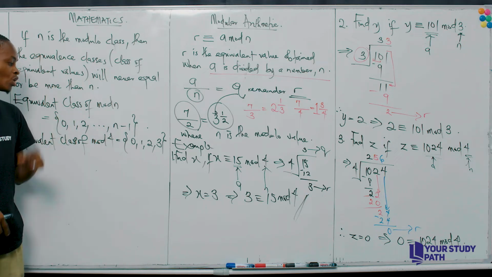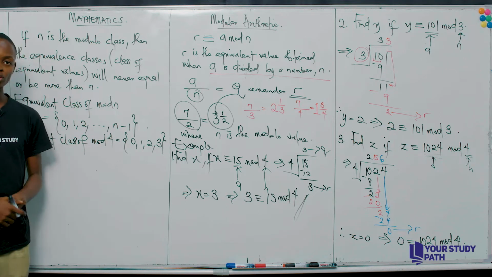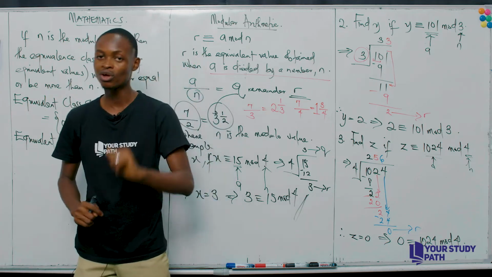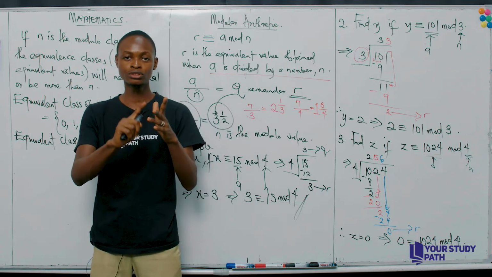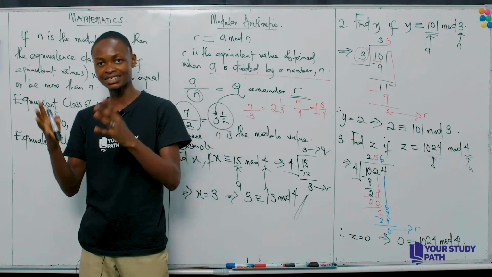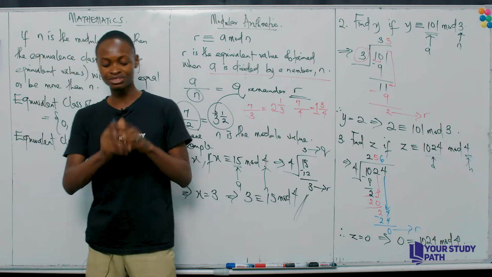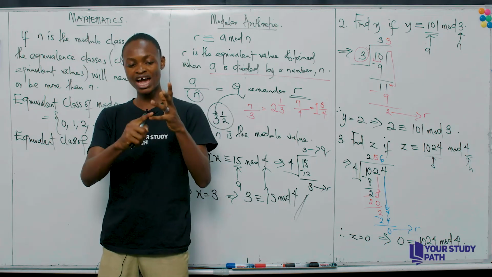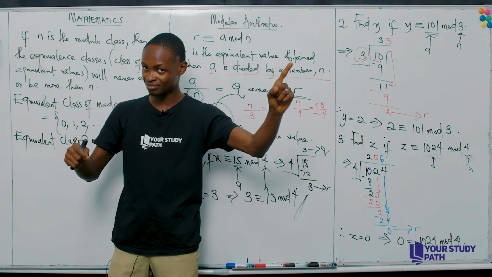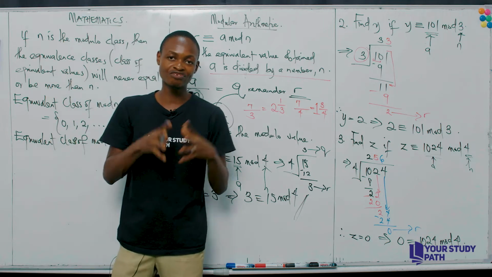Number two, the equivalent values are always less than the modulo class. So if we are in mod 4, the equivalent values are 0, 1, 2, and 3. 4 values because we are in mod 4. If you are in mod 5, you have 0, 1, 2, 3, and 4. 5 values. So the number of values in that equivalent class tallies with the modulo value itself. If you are in mod 10, you would have 0, 1, 2, 3, 4, 5, 6, 7, 8, 9. 10 values from 0 to 9. None of the values will be equal to 10 or greater than 10.